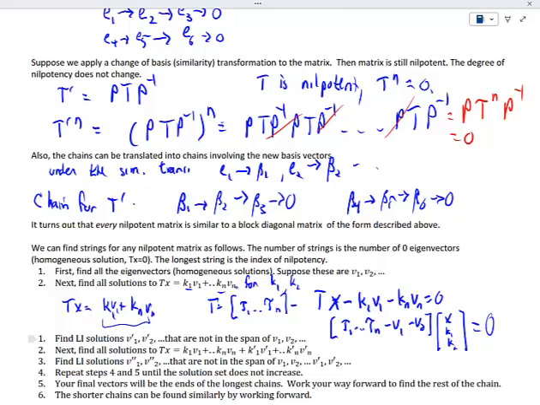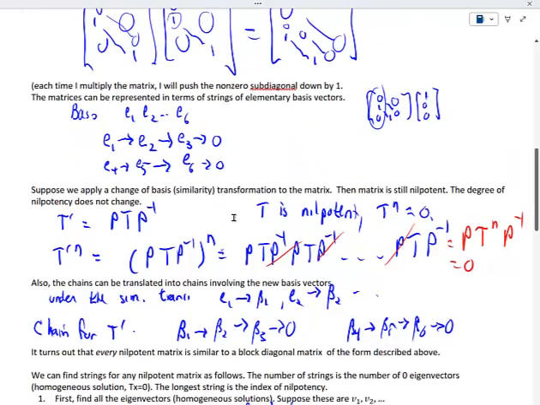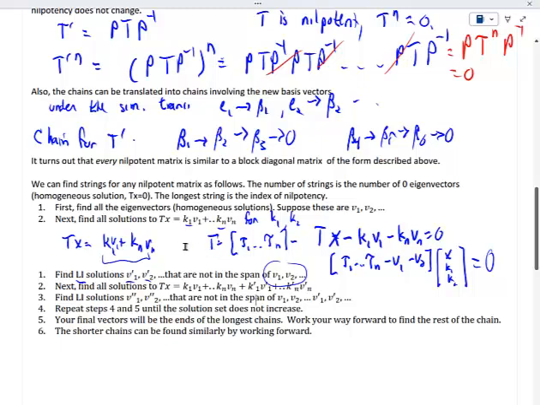Now, suppose this has linearly independent solutions, v1 prime, v2 prime, etc., that are not in the span of the eigenvectors. You may pick up some additional solutions. For instance, here, this E2 maps to E3, so that would be an additional solution of this new equation. So I'm going to pick up some additional vectors. Now I have my eigenvectors and these additional vectors, and I need them to be linearly independent.